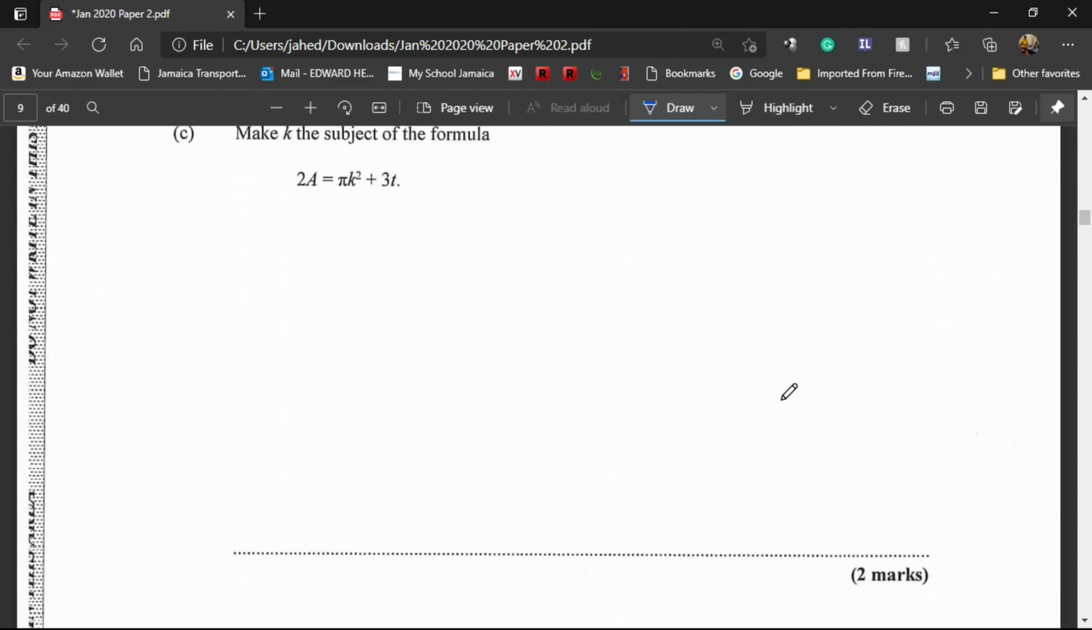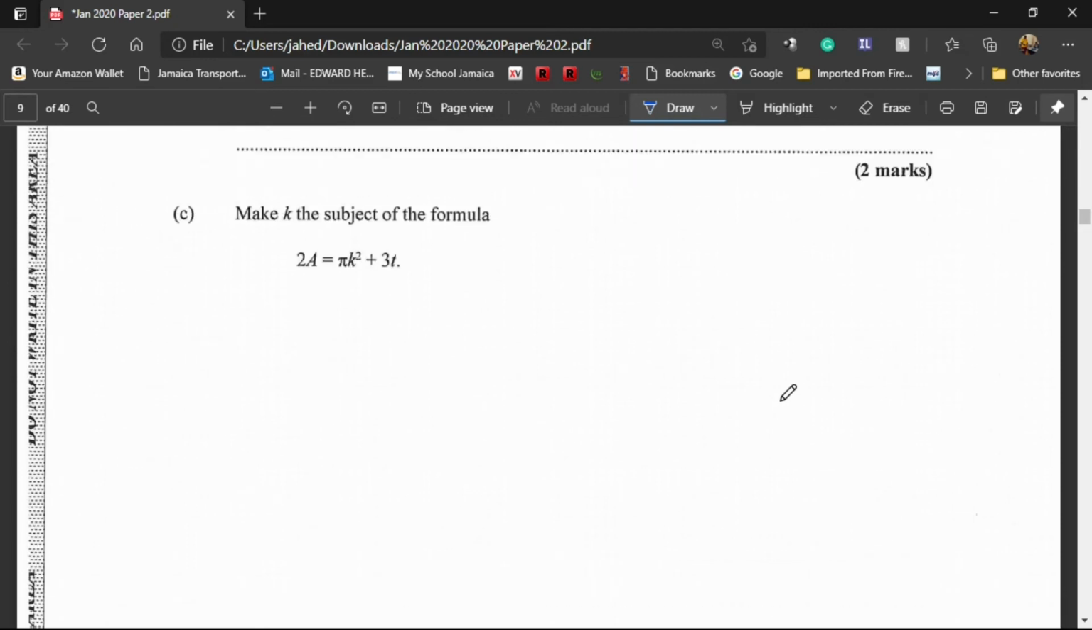Now in this part C of the question, we have to make k the subject of the formula. So we need to isolate k, so everything else you take over to the other side of the equation. There's 3t here, so we'll subtract 3t from both sides. So therefore it would disappear from the right, and then we'll have over here 2a minus 3t equal to pi k squared.